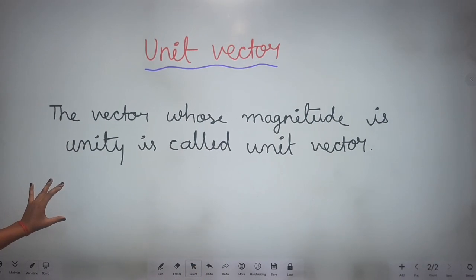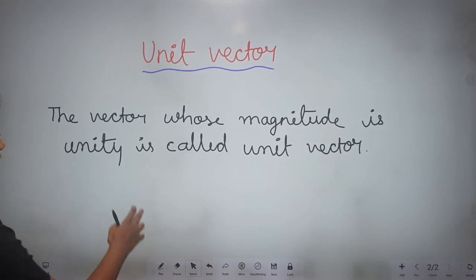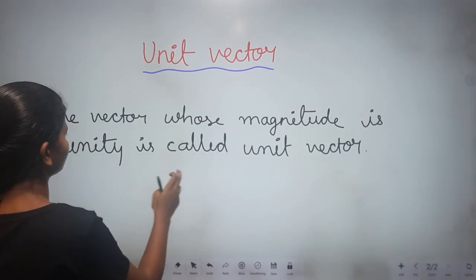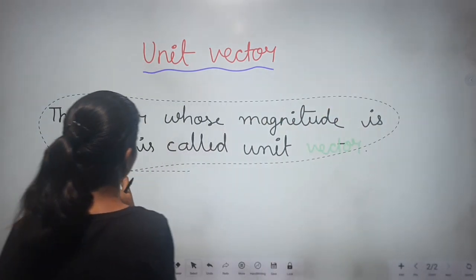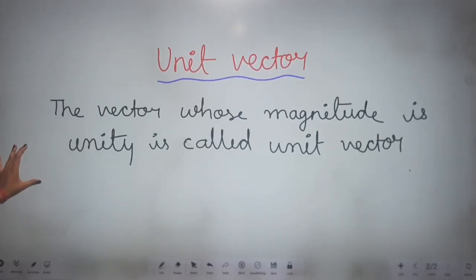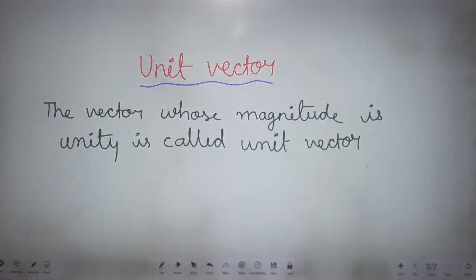So what is a unit vector? The vector whose magnitude is unity, meaning the vector whose magnitude is 1, is called a unit vector.